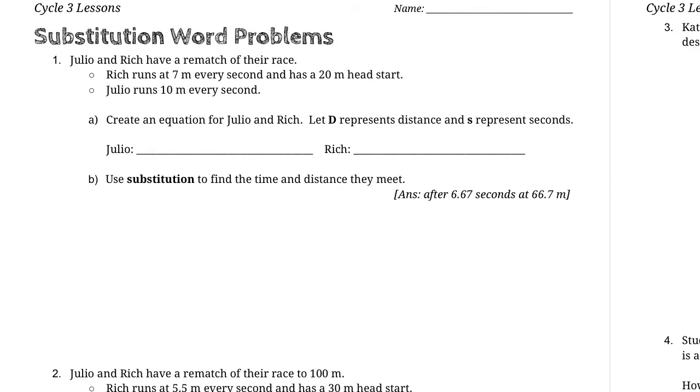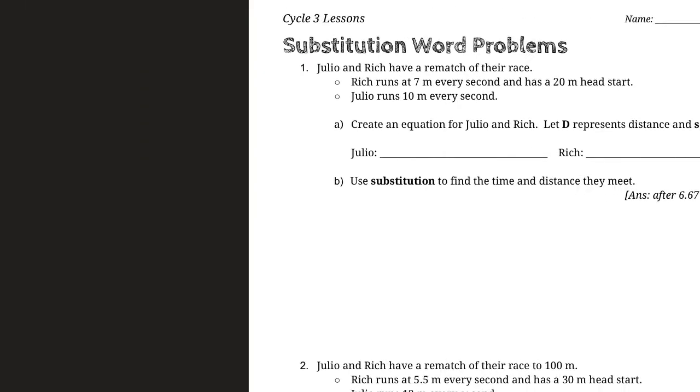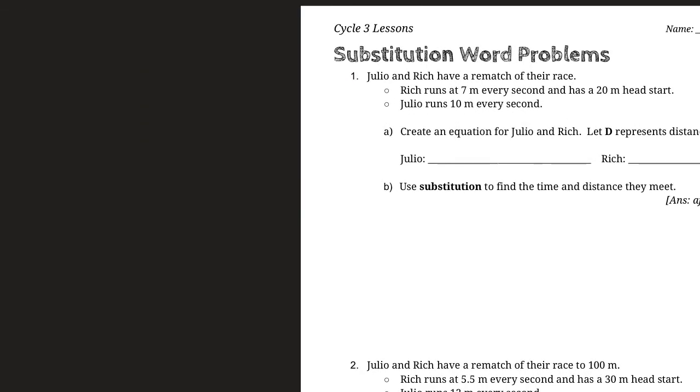So the point of this question is we want to find when Julio catches up to Rich, right? That's the point of the question. If we want to visualize these as two lines, I'm just going to draw a quick sketch on the side. Rich starts at 20 meters, so if this is the distance here, and this is the time, he's going to start at 20 meters, right?